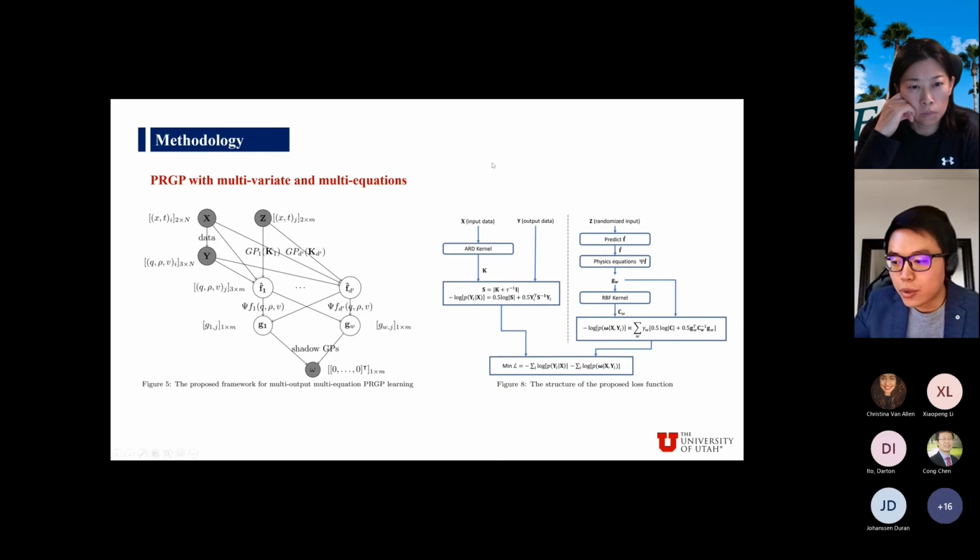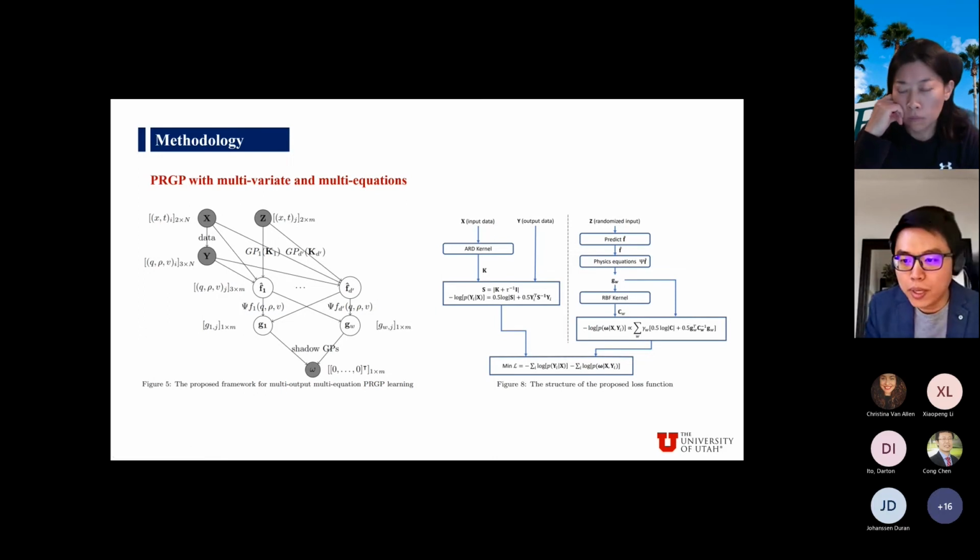And the right-hand side figure actually shows the logic briefly. So here I'm trying to use common language to explain the logic. So on the left-hand side, that is the traditional Gaussian process. So we have the collected data, input and output, right? So for example, the input could be the time and distance, and the output would be the speed and flow and density, for example.